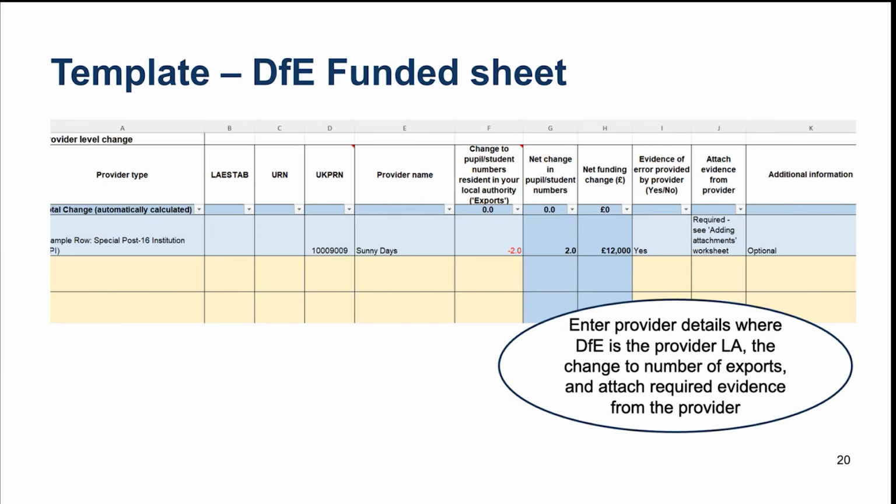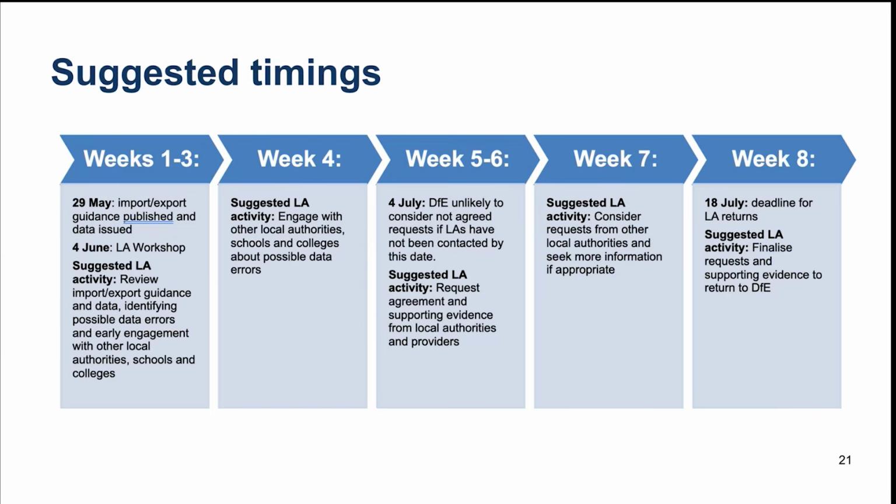And on to the next sheet. So these are the suggested timings. The deadline for submitting templates is the 18th of July. So we have some key dates and suggested timelines in here, and they are also in the guidance. The suggested timings are obviously flexible, but may help as they fit in with the key dates and allow local authorities to engage with others, obtain the evidence and submit templates if necessary.